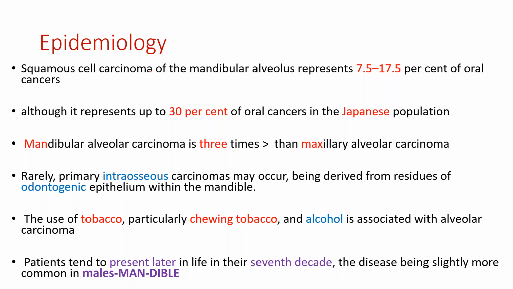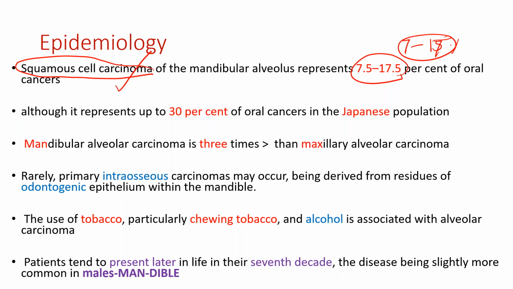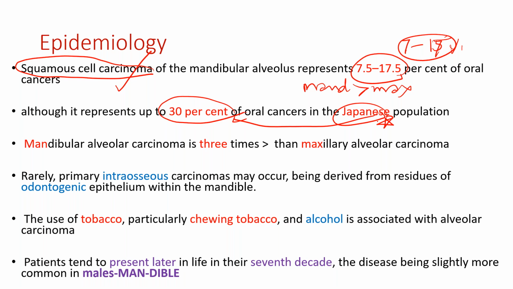Then, the epidemiology: squamous cell carcinoma. This is a bit rarer, but a bit more common. As I already told you, 7 to 15 or 17%. The mandible is more common than the maxilla as far as tumors are concerned. It presents about 30% in the Japanese population, where it is more common. The mandible is 3 times more common than the maxilla. The maxilla is lesser.